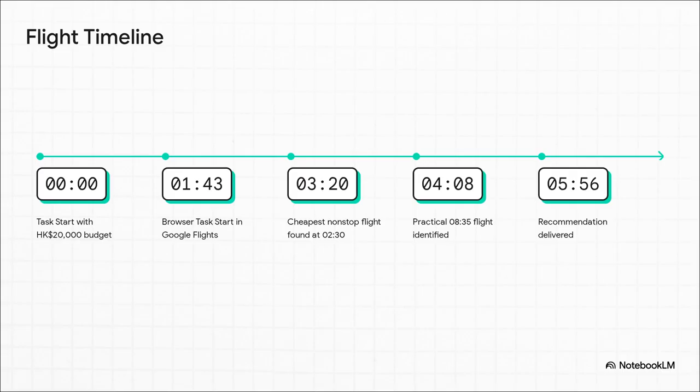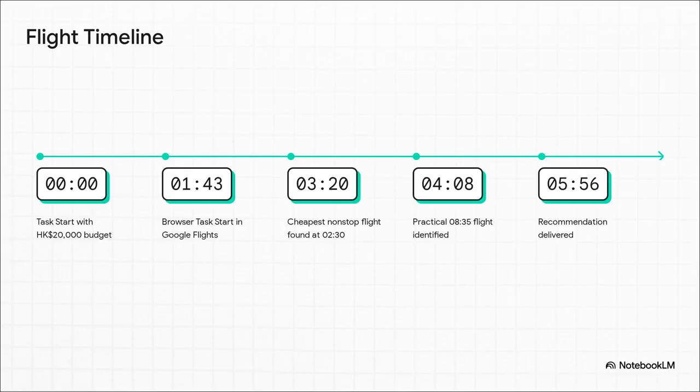If we trace the AI's thought process chronologically, at 0 minutes, the task kicks off with a budget of 20,000 Hong Kong dollars. By minute 143, the AI has already written the code to open Google Flights. At the 3:20 mark, it spots the absolute cheapest nonstop flight at 2:30 a.m. Now, a basic AI would just stop there, book the ticket, and be done with it.